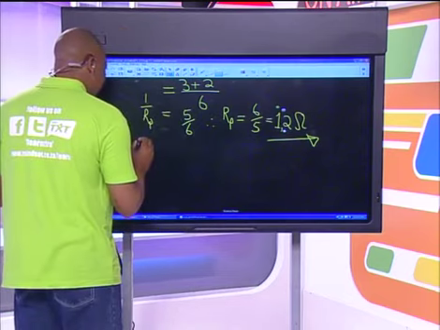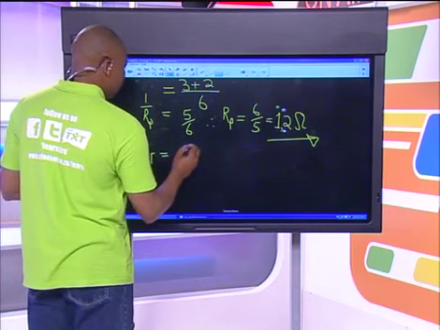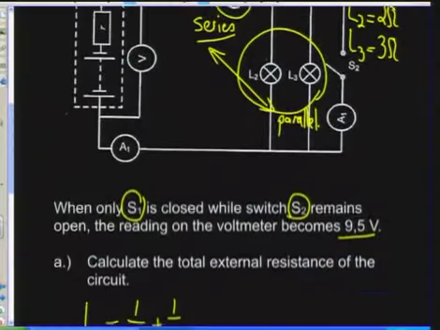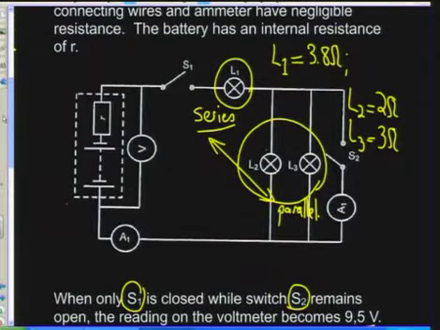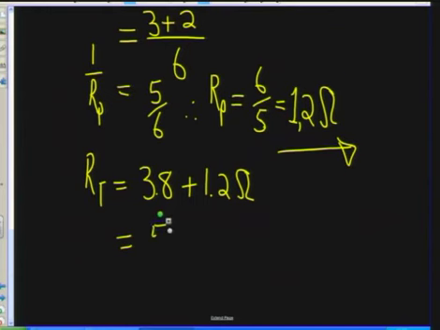Now, total resistance RT would be equal to the series connection, which is given to me here. What is the value for the series connection? I have this resistor here for L1, which is 3.8 ohms. So that will be 3.8 ohms plus the 1.2 ohms. And what do I get here? This is 5 ohms as my total resistance for this circuit that we're looking at now. So that is how you would answer this question.